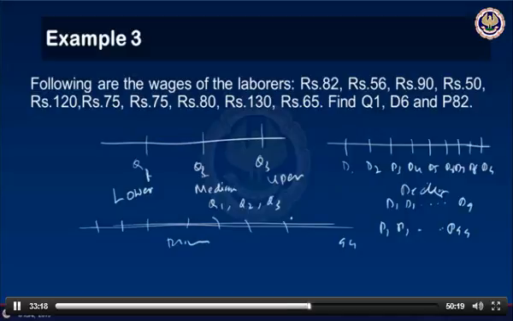Now, coming to the example, in the case of computing median, quartiles, deciles and percentiles for raw data, first we have to arrange the data in ascending or descending order. Now we are going to compute the partition values like Q1, D6 and P82. Before that, we have to arrange the given data into ascending order.